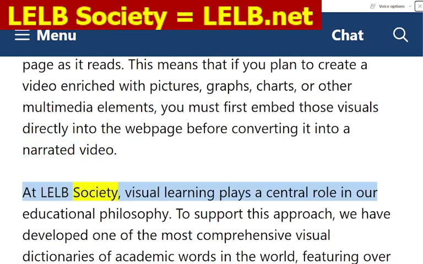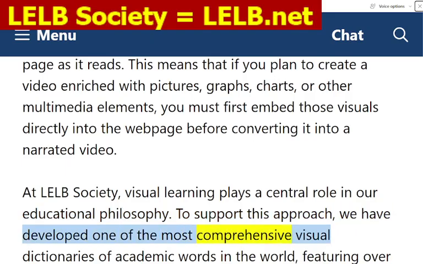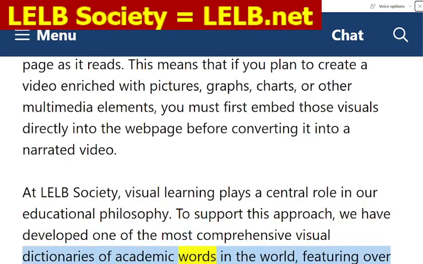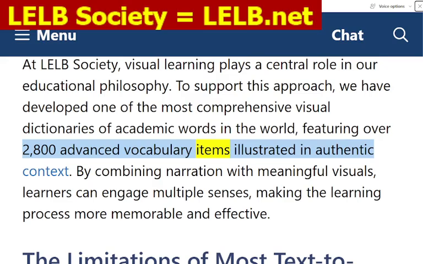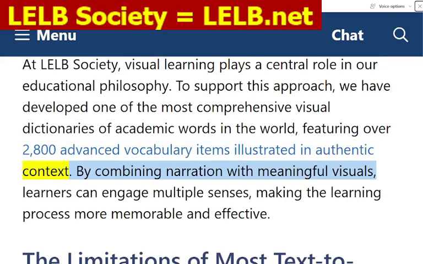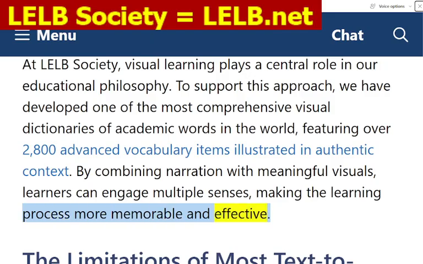At LELB Society, visual learning plays a central role in our educational philosophy. To support this approach, we have developed one of the most comprehensive visual dictionaries of academic words in the world, featuring over 2,800 advanced vocabulary items illustrated in authentic context. By combining narration with meaningful visuals, learners can engage multiple senses, making the learning process more memorable and effective.